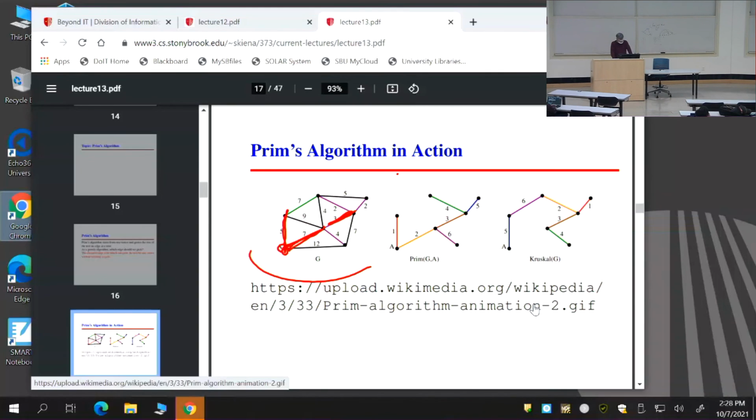What is the next cheapest thing I can grow? A 2. Which 2 do I want? Maybe I'll take this one. What is the cheapest edge I can now take that will grow my tree? 2. What is the cheapest edge that will now grow my tree? 4. Can I take this edge of 4? No, why not? It's going to create a cycle, right?